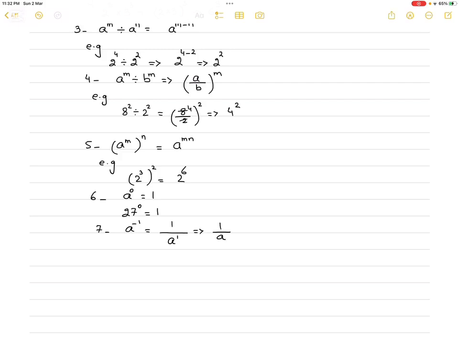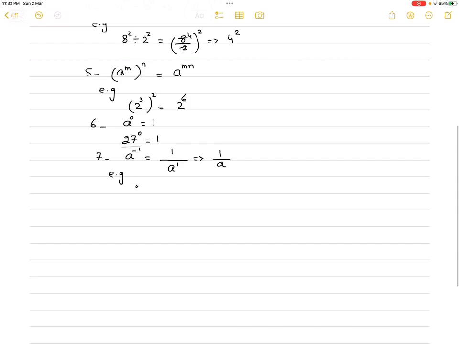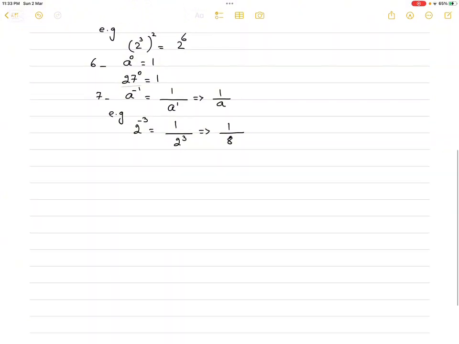For example, if I write 2 power negative 3, so this can be written as 1 over 2 power positive 3, which further can be written as 2 power 3 is 8. So 1 over 8. Let's solve some questions.